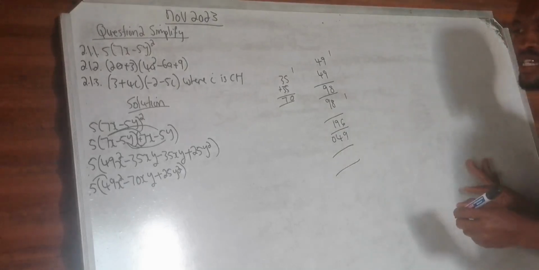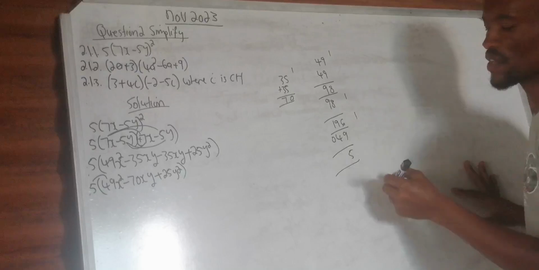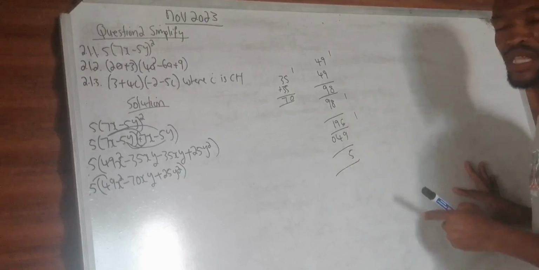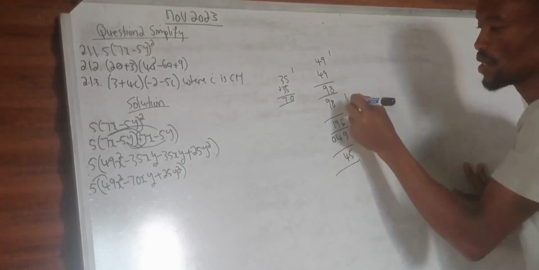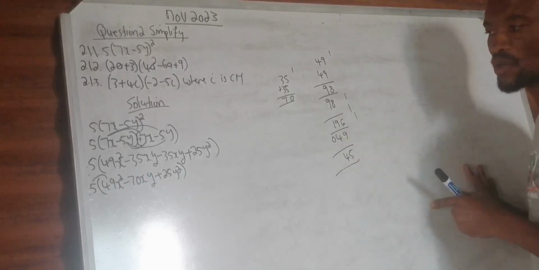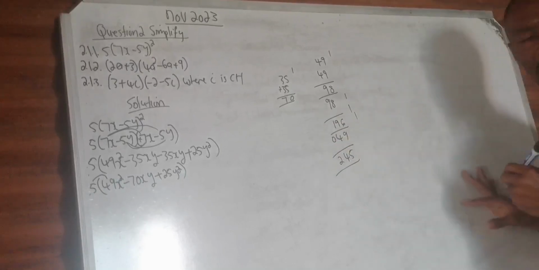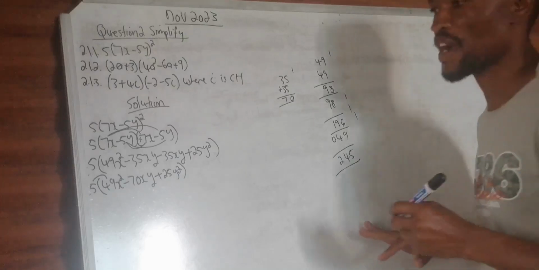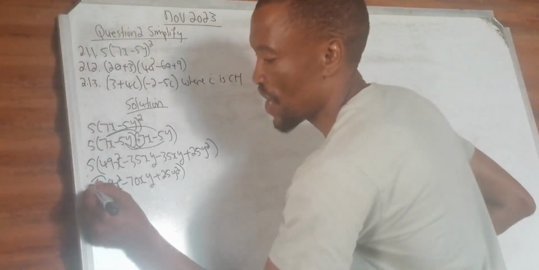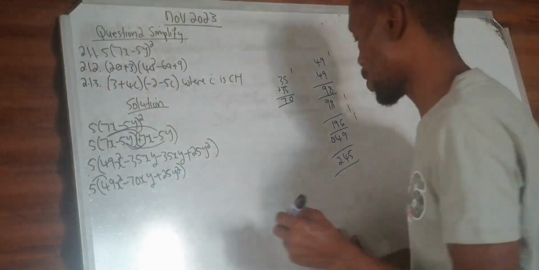6 plus 9 is 15, 5 carry 1. 9 plus 4 is 13, 13 plus 1 is 14, 4 carry 1. 1 plus 0 is 1, plus 1 is 2. The answer is 245. Right, so 5 times 49x squared is 245x squared.